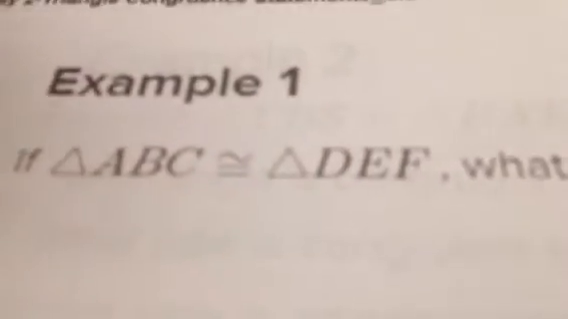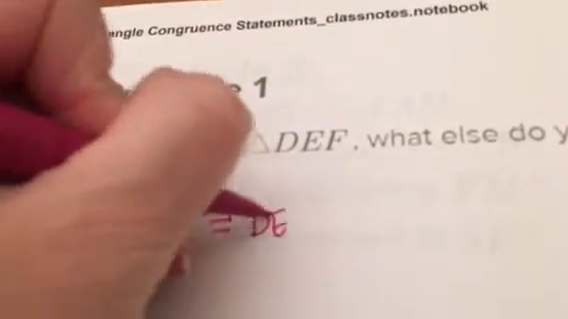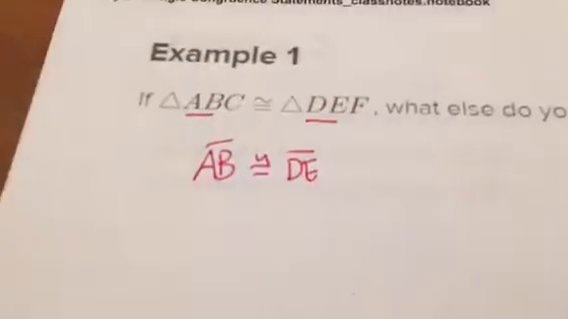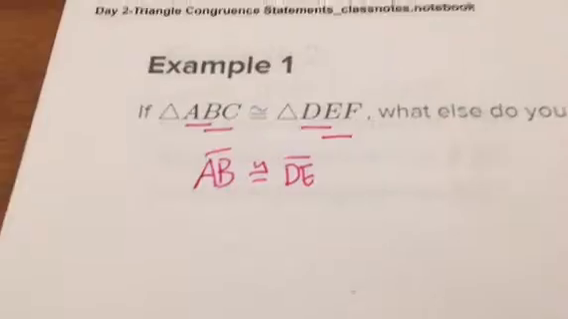So if we're just given the triangle congruency statement that ABC is congruent to triangle DEF, I know without drawing a picture that AB is congruent to DE because they're in the same order. I know that BC is congruent to EF.